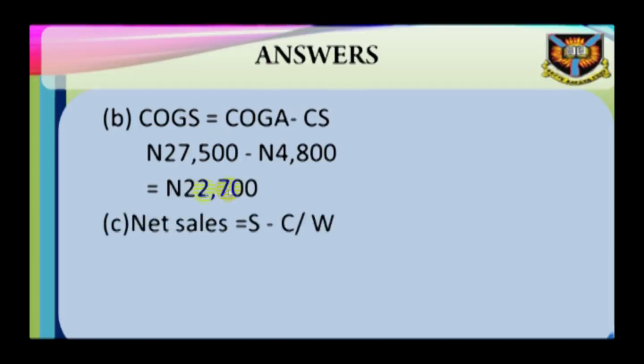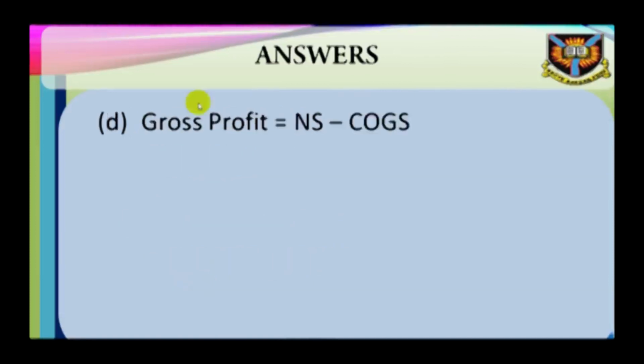22,700. Net sales equals S minus RI, which is equal to 49,000 minus 2,500, which is equal to 46,500. Gross profit equals NS minus COGS, which is equal to 46,500 minus 22,700, which is 23,800.